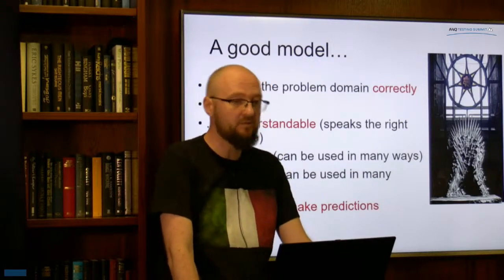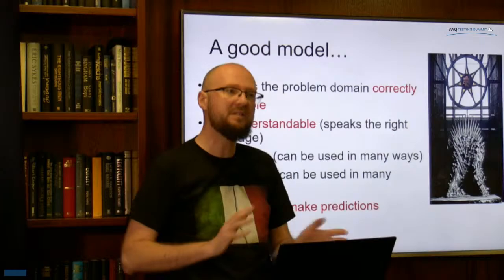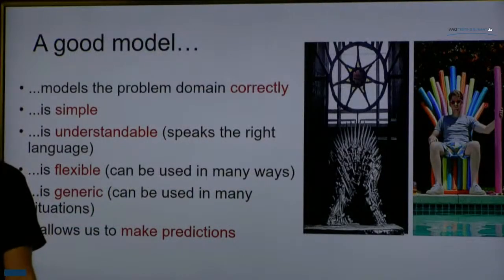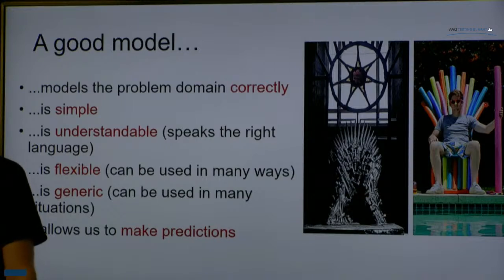It should be flexible. So, we should be able to use this model in different contexts, and this will also be a very important characteristic in our context, so that we can provide some generalized approach to all different types of testing. A model should also be generic. We should be able to use it in many different situations, and also it should allow us to make some predictions. So we would like this model to give us some clues about where we could expect some bad things in our software under test.